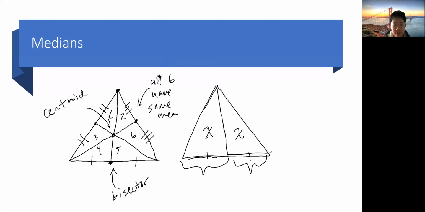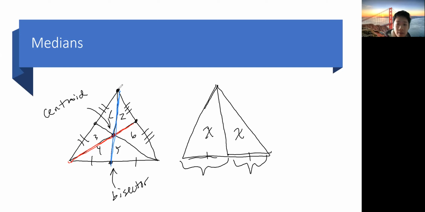And one last thing about medians is, let's look at the relationship between the centroid and the median. So the centroid is going to intersect every single median at some point. Right? If we were to have this median here, the centroid cuts it. It's like the centroid is on this median. Seems like it's closer to the side, right? It's closer to this side. This segment is shorter than this segment, right? Look at the other ones. What about this median? Well, it looks like the same thing. This segment is shorter than this segment.